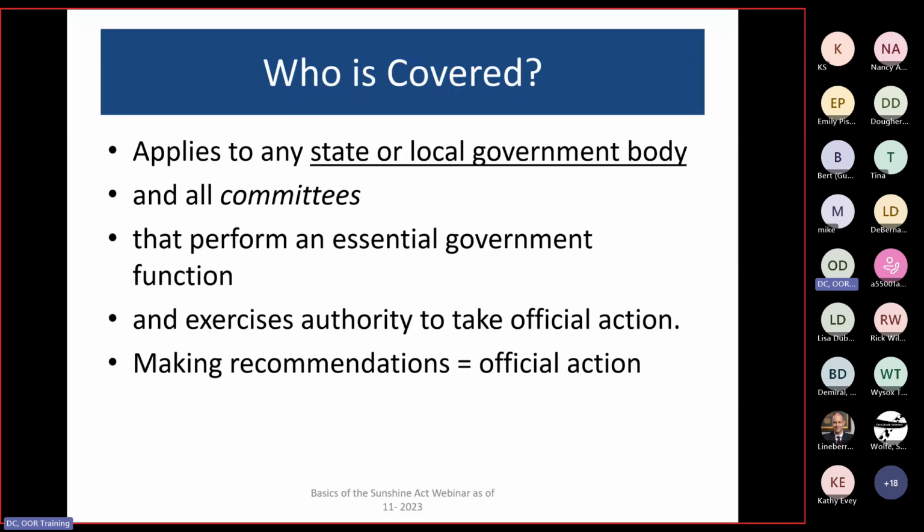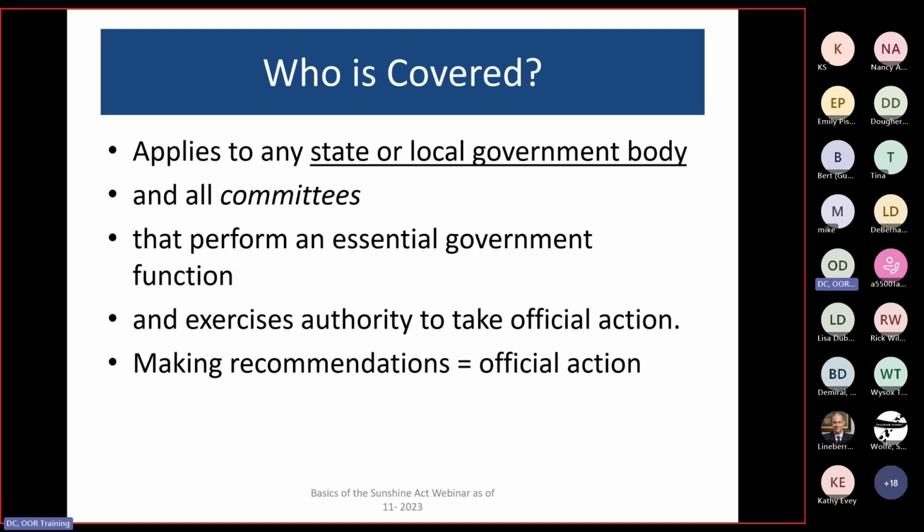First thing we want to do is discuss who is covered by the Sunshine Act. Well, it's any state or local government body and all committees. Okay, state or local government body. State, we're talking about departments, boards, commissions, authorities that are created by statute and the like. And then local government, it's pretty much the same. Cities, boroughs, townships, authorities, school districts. As an extension of school districts, you would have public charter schools, all considered subject to the Sunshine Act.